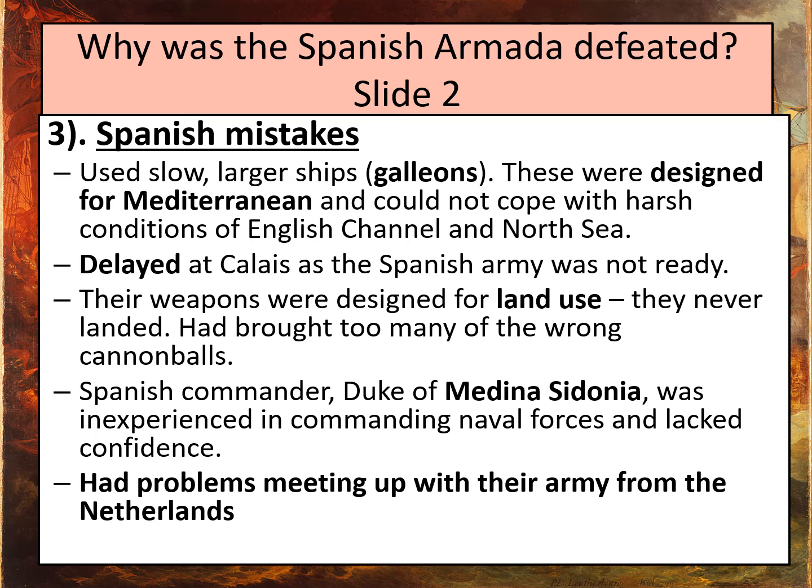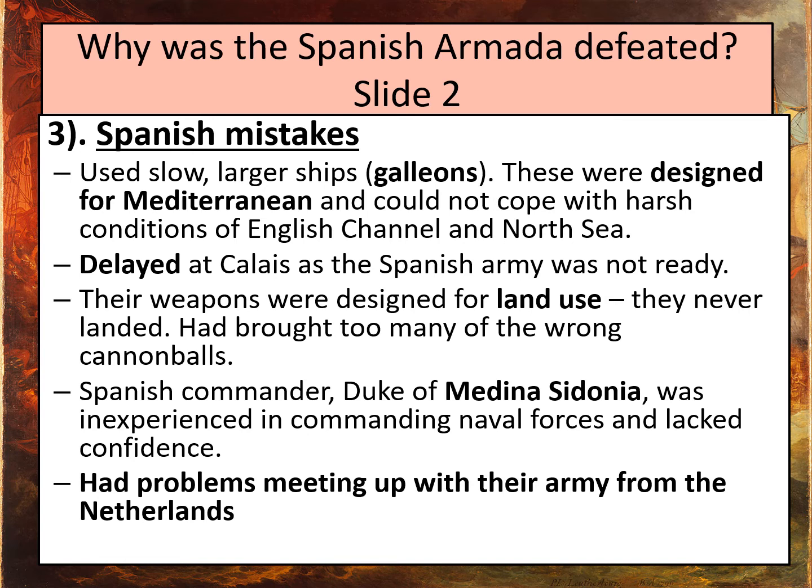They were also delayed at Calais as the Spanish army that had been coming from the Netherlands was not ready. Their weapons were designed for land use. Remember, they were intending to land. They were intending to march from Kent to London and take the government, but they never landed. So that was a mistake from the beginning, because most of their plans were about landing and then taking over. They weren't really expecting that battle at sea. They'd also brought too many of the wrong type of cannonballs. A really, really silly mistake.